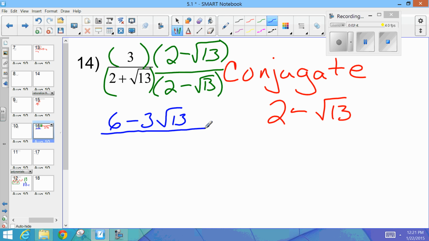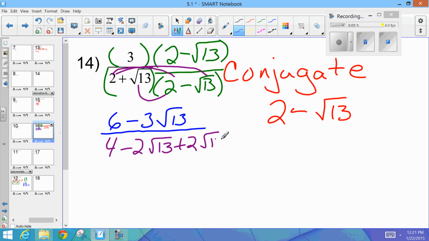The denominator, we're FOILing, so we've got first times first. I'll do this in a different color. Let's do it in purple. First times first is 4. Outer times outer is negative 2 square root of 13. Inner times inner is positive 2 square root of 13. And last times last, we've got a positive times a negative, so that's going to be a negative. Square root of 13 times square root of 13, remember any radical multiplied by itself just takes the number out of the radical, so that becomes negative 13.